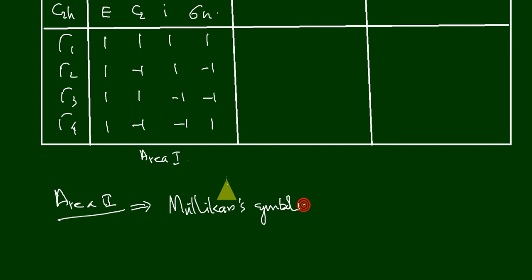Symbols. And we have to assign the Mulliken symbol here. So let us first assign the Mulliken symbol for gamma 1.